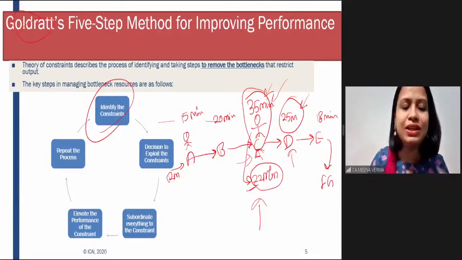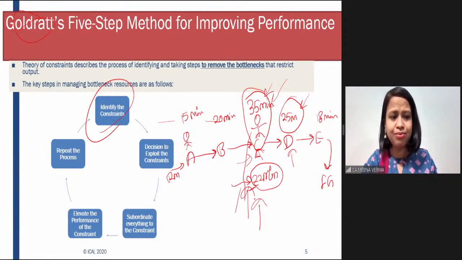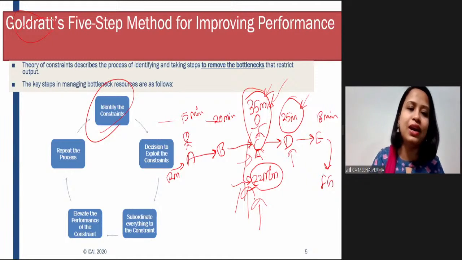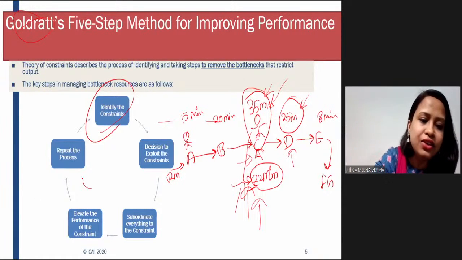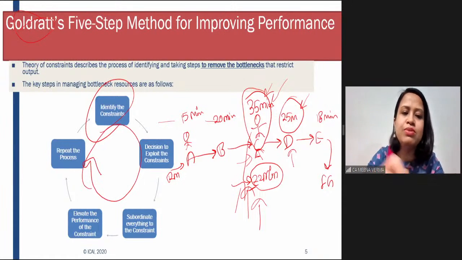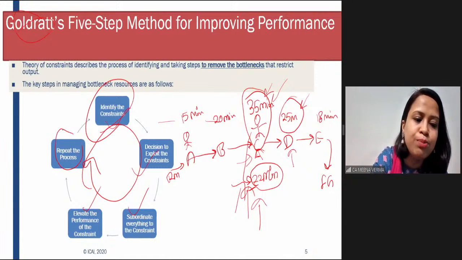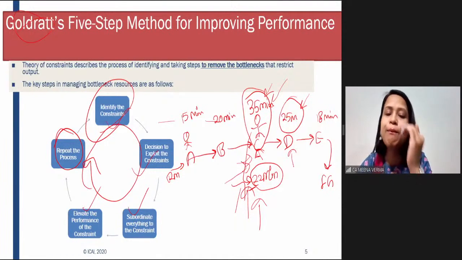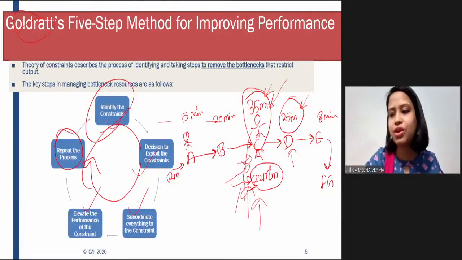So this is what happens: if you somehow manage to improve any of your bottleneck activity, it might be possible that some other bottleneck activity may arise in your organization. That is why this is an iterative process. You can see it's like a circle. Why? Because once you improve a bottleneck activity, you have to repeat the process again, as after removal of that bottleneck activity, some other bottleneck activity may arise in your organization.